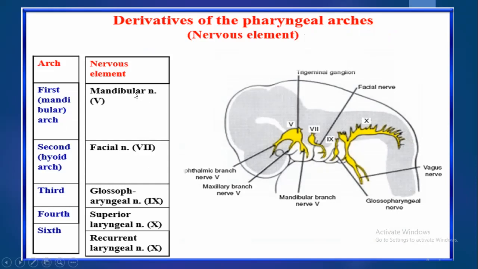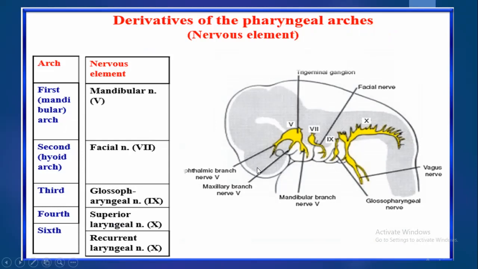And this is the nerve supply, as I mentioned. The first gives mandibular, the second gives facial, the third gives glossopharyngeal, the fourth gives superior laryngeal, and the sixth gives recurrent laryngeal. The fourth and the fifth receive their nerve supply from the vagus nerve: superior laryngeal and recurrent laryngeal. But the third one, glossopharyngeal, is important as it supplies the stylopharyngeus muscle.